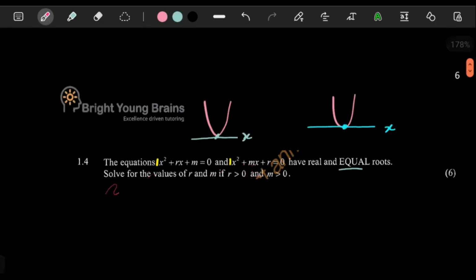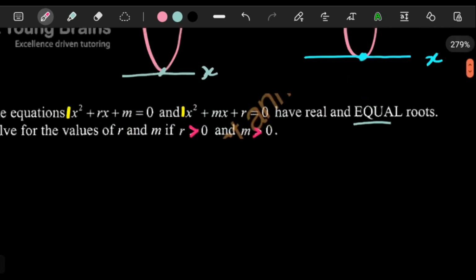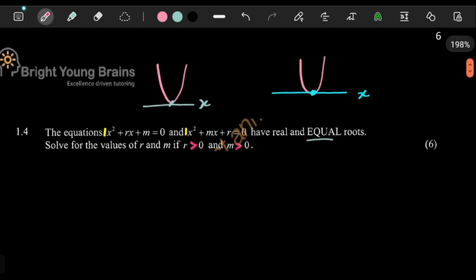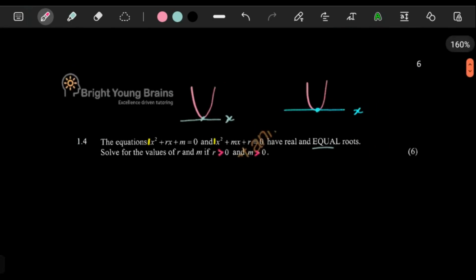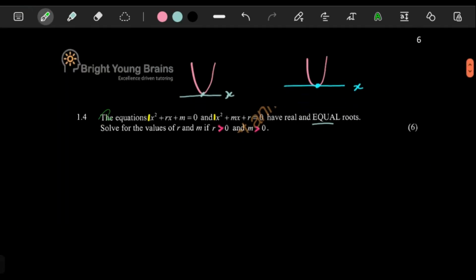So keeping that in mind, they said here, for the values of r and m, r is bigger than 0 and m is also bigger than 0. The idea behind them asking us to solve for r and m, you have to be creative. If you're thinking of roots, what you want to remember is that if you have the word roots, we always know you have to think of delta, which is b squared minus 4ac. So for equal roots, you have to be working with where this expression is equal to 0. So this is where we can start.